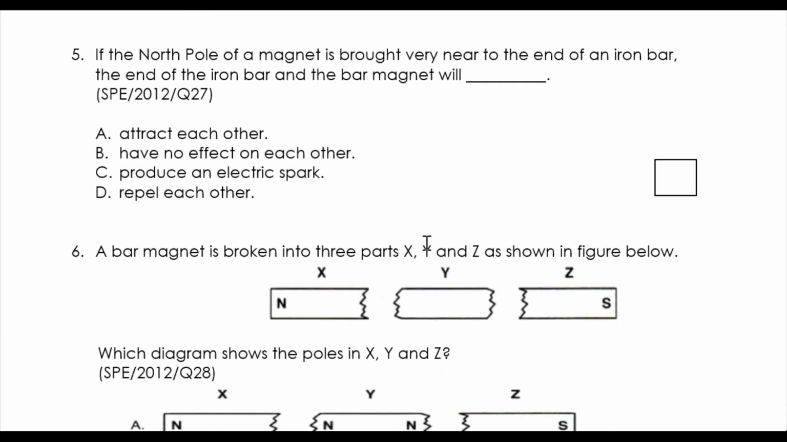If the north pole of a magnet is brought very near to the end of an iron bar, the end of the iron bar and bar magnet will do something. So we have iron and a magnet, and so it's actually going to attract each other.